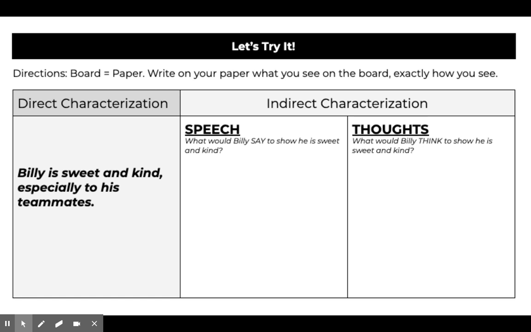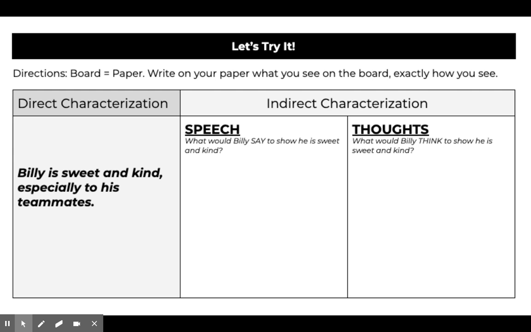All right, so let's test this out, see how this works. So I have my example of direct characterization. Billy is sweet and kind, especially to his teammates. And remember, we know that Billy is sweet and kind because the author tells us. That's direct.